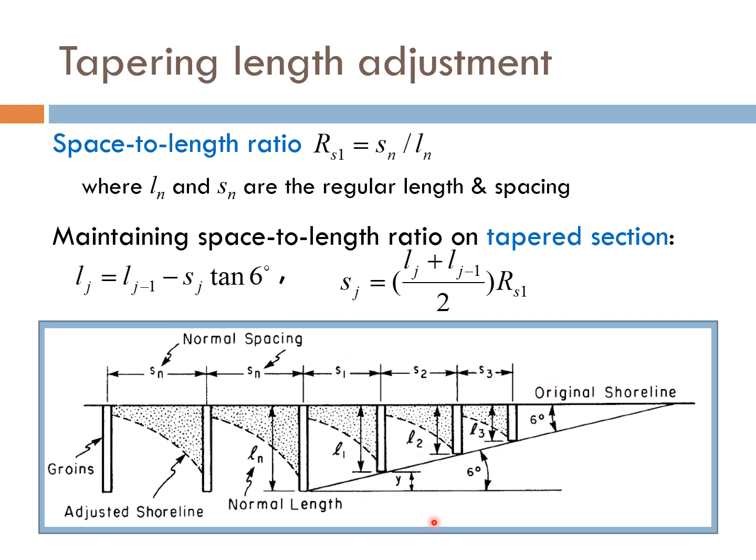Based on the geometry, the length of the tapered groin depends on the length of the previous groin minus the spacing times tangent 6 degrees. And the spacing can be calculated as the average of the two groins multiplied by the space to length ratio. If we are able to calculate L1 and S1, then we can proceed to calculate L2 and S2, L3 and S3 as shown in the next slide.